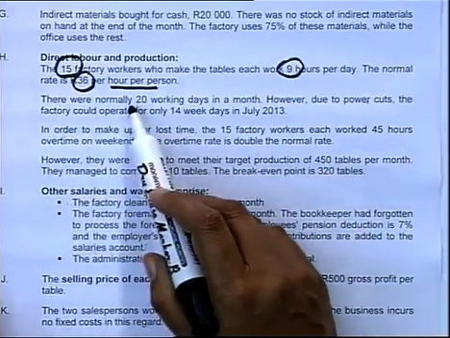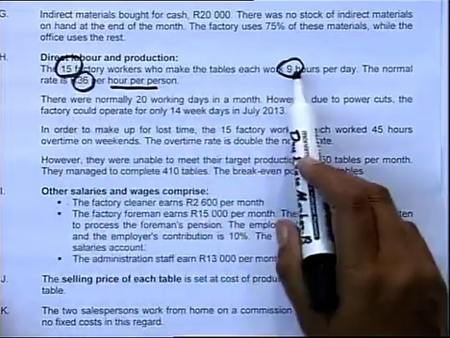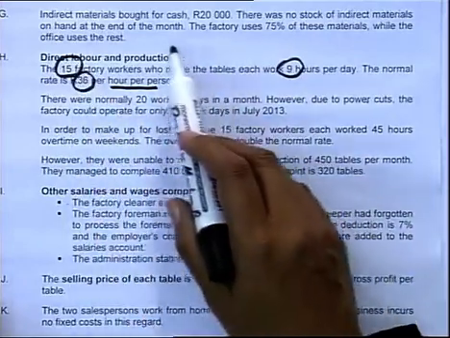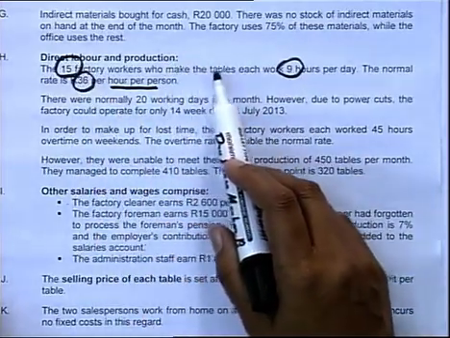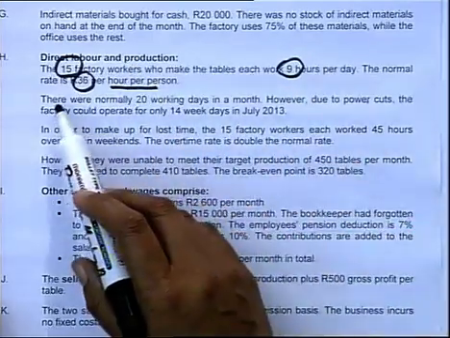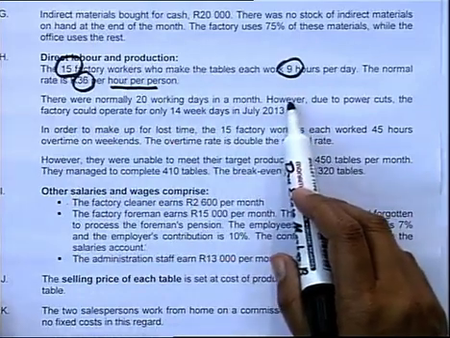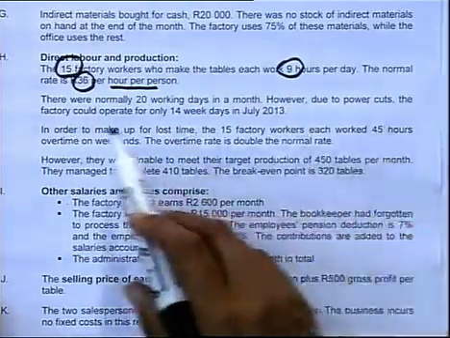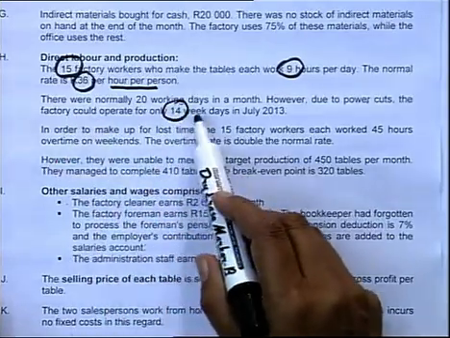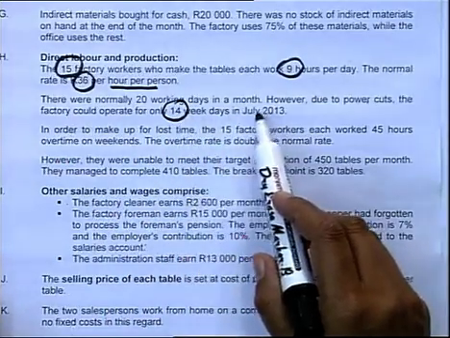They were normally, so now we need to know for how many days they worked. Okay, we know 15, 9 hours per day, 36 Rand. So we can work out what the daily amount is, but we need to know how many days was in this month because we want to work it out for a whole month. There were normally 20 working hours in the month. However, due to power cuts, the factory could only operate for 14 weekdays. So now we know that there were only 14 weekdays in July.